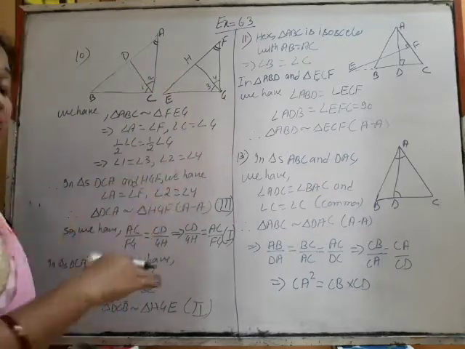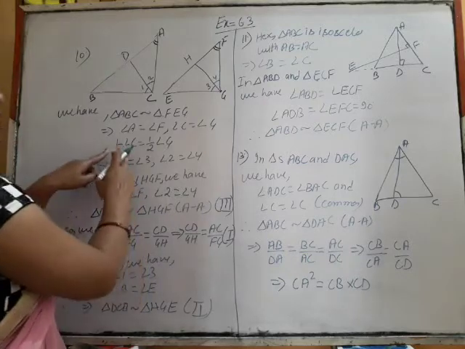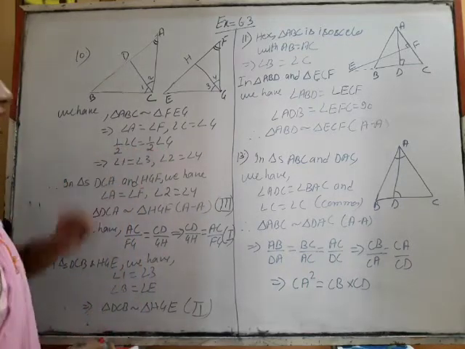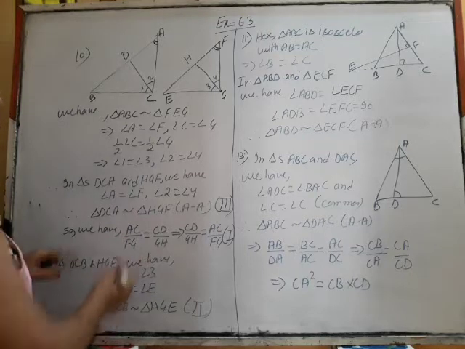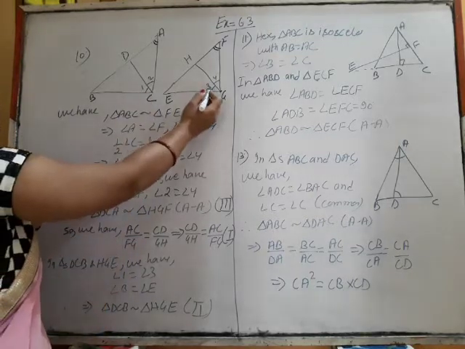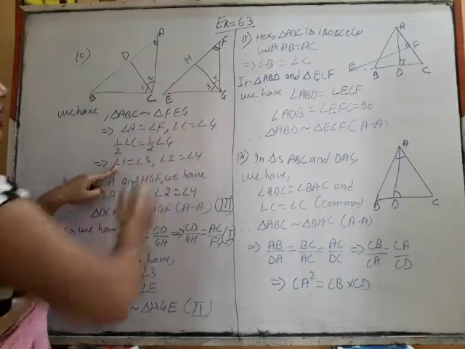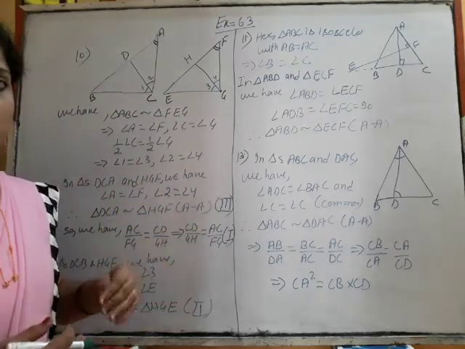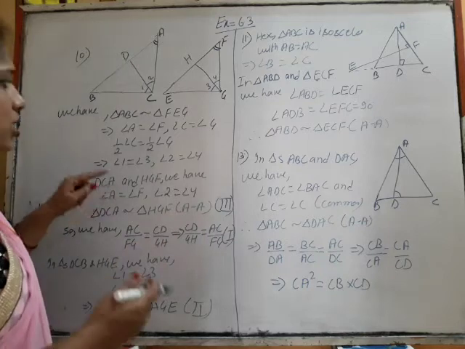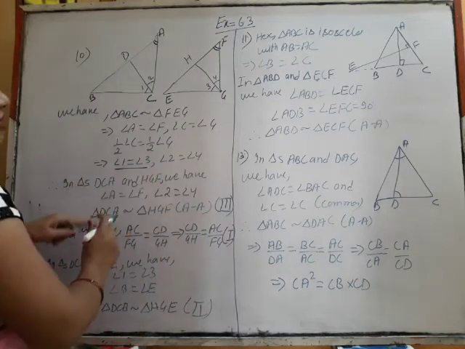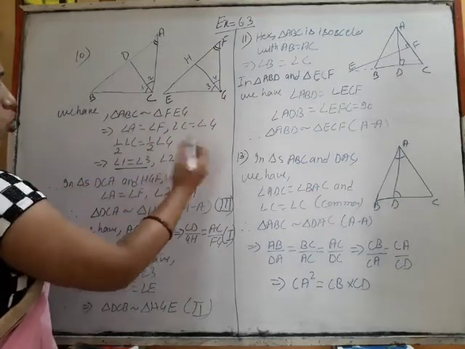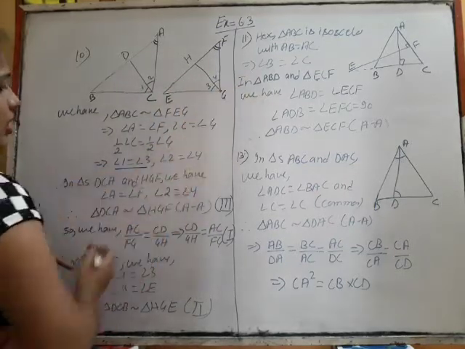So if C and G are equal, then half of angle C and half of angle G are also equal. Then angle 1 will be equal to angle 3 and angle 2 will be equal to angle 4. If the whole is equal, then the halves will also be equal to each other.